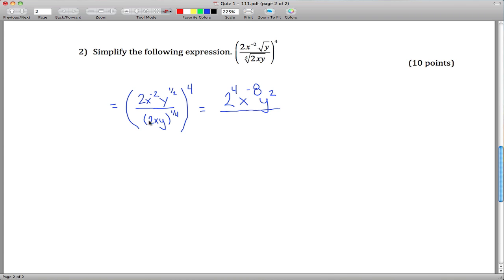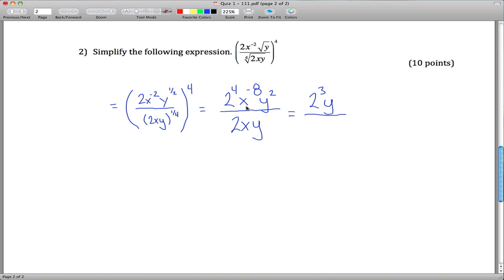Down on the bottom here, we have all this stuff raised up to the 1/4 power, then raised up to the 4th power. Right? When you have something raised up to a power, you multiply them. 1/4 times 4 is 1. So down on the bottom here, we just have 2xy. Now we can simplify even further. We have 2 raised up to the 4th power on the top here, and just 2 to the 1st power on the bottom. So we can call that 2 to the 3rd power, 4 minus 1. We have y squared up top and just a y on the bottom. So what that nets out to be is just y to the 1, 2 minus 1.